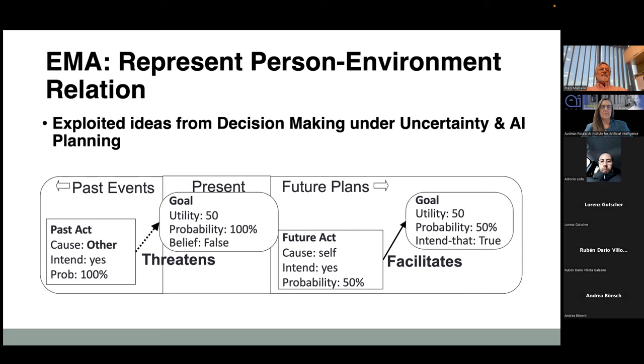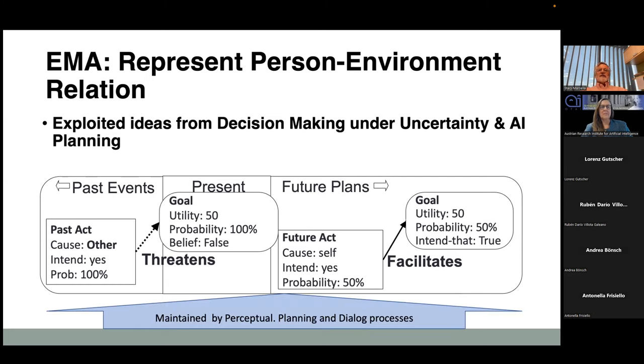Now, basically what's happening here is you have a classical threat and facilitate linkage that you have in a classical AI plan, but you also have this notion of utilities and probabilities associated with this. These are decision theoretic features within this plan that are telling you about the overall utility of these goals, the probability of achieving them, for instance, or the probability of a belief. And this allows you to do certain kinds of reasoning about what goals to pursue, for example.